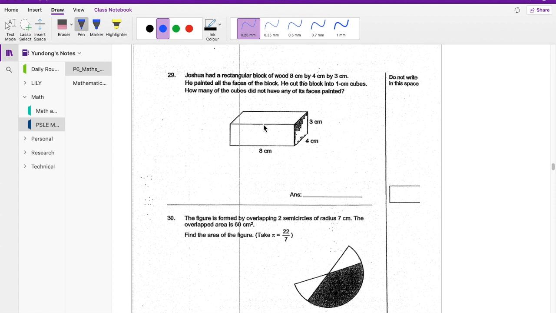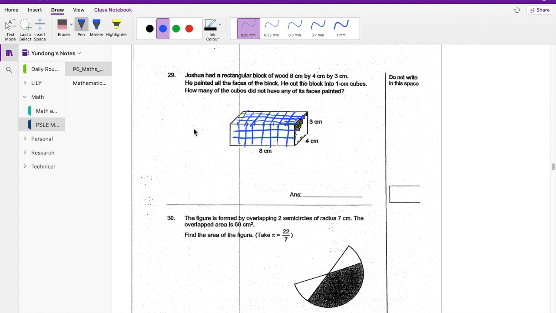So we want to cut it, right? Here, here, here, here, here, here. So with this one, when we cut into 1 cm cubes, right?